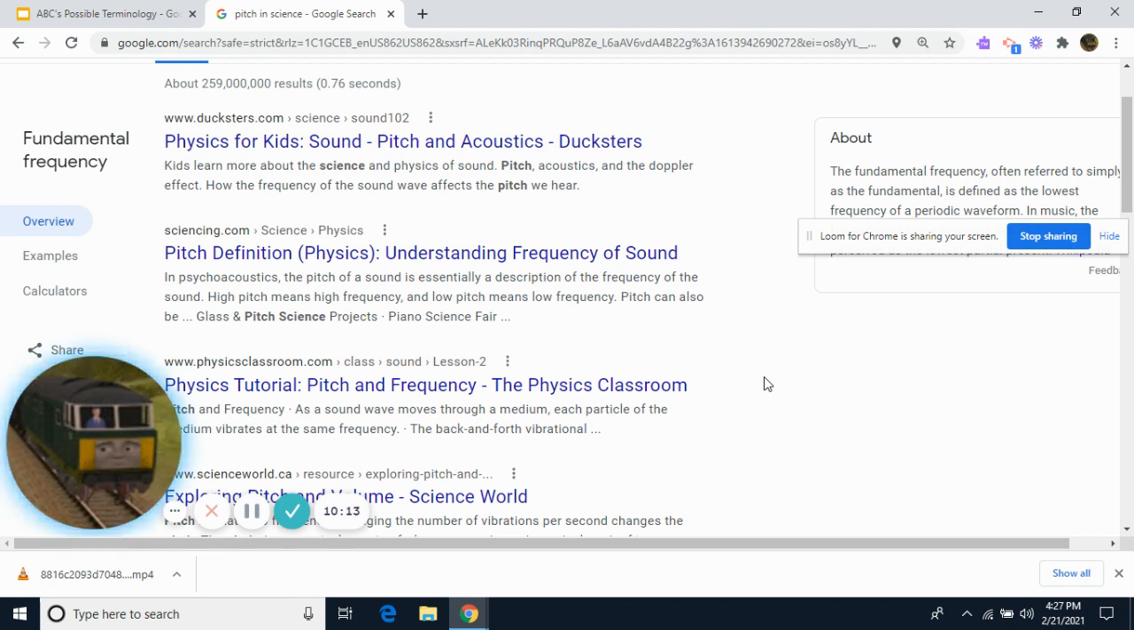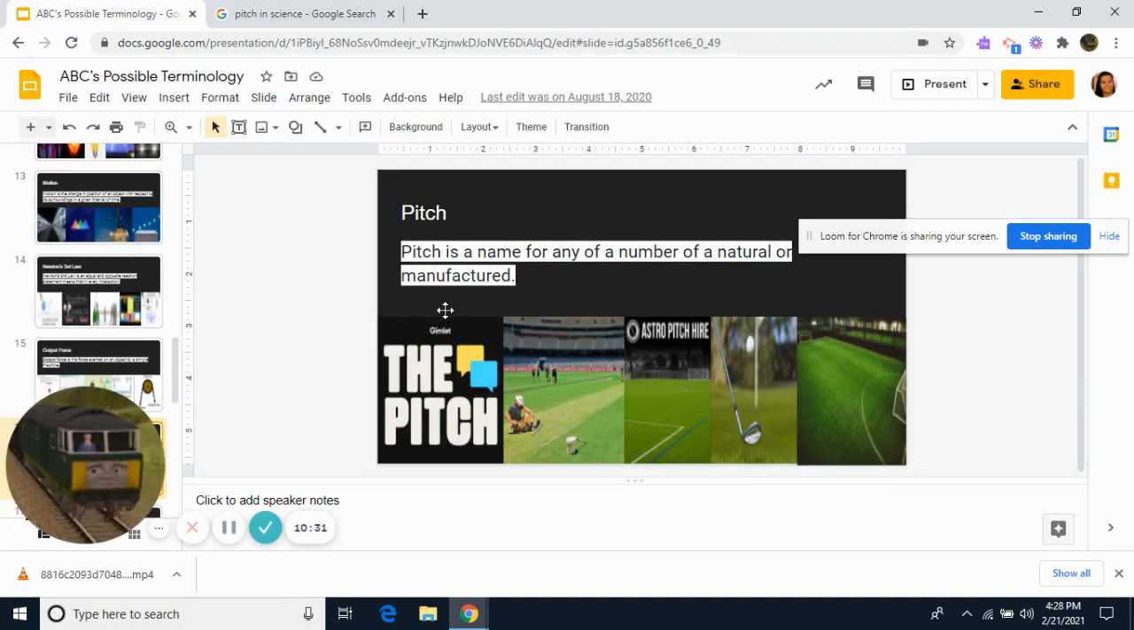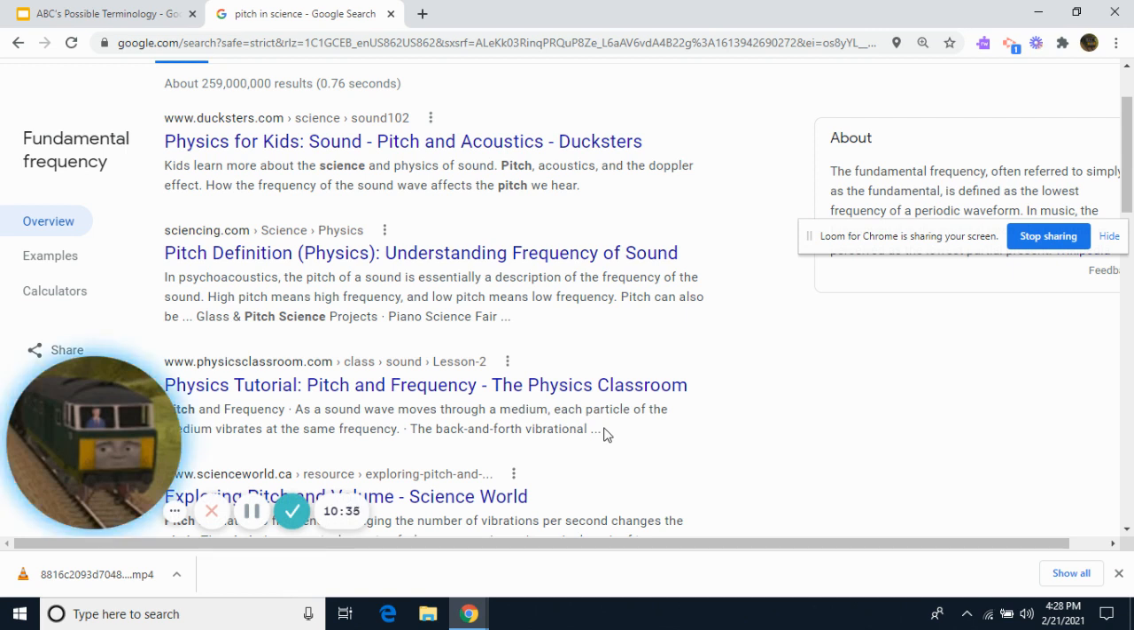Pitch can also be used in science projects. That's what we're talking about right now, the high pitches that are like sounds. When you're doing a video or something like that, when you have songs in different pitches, that's what I'm talking about right now. I'm not talking about the pitch that is in the game. I'm talking about the pitch that has sounds.